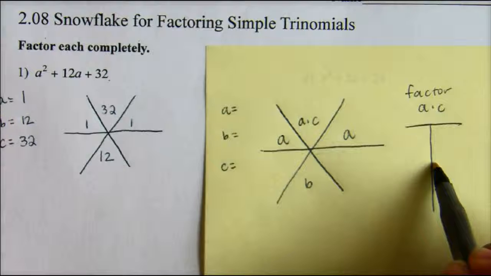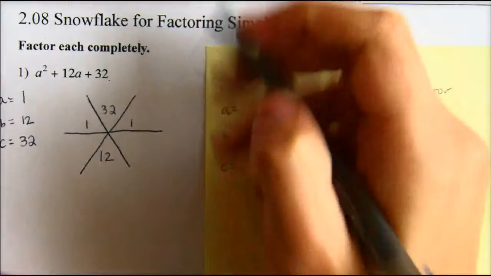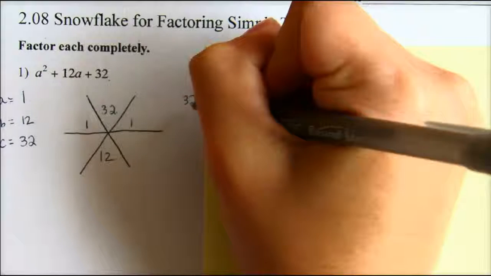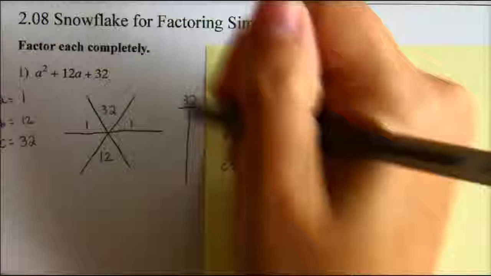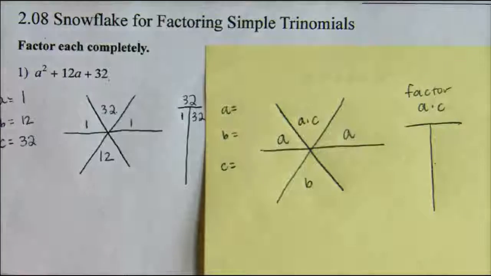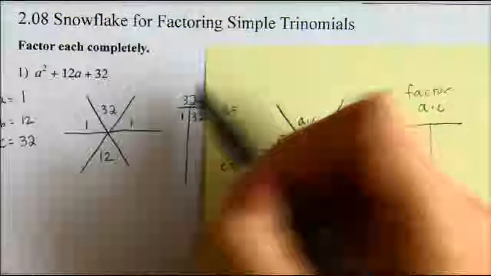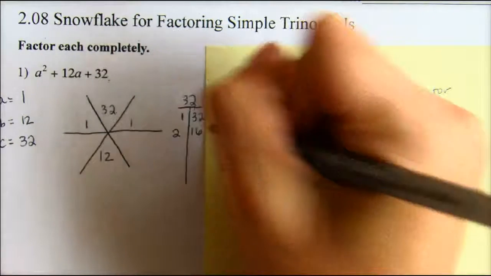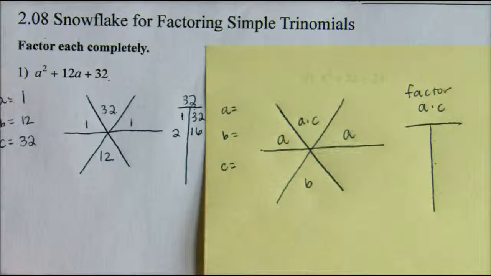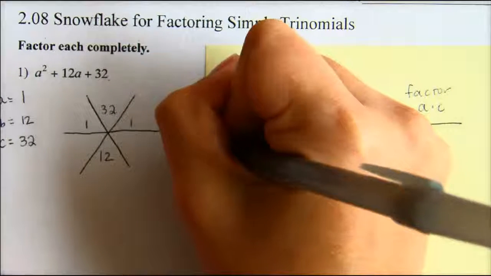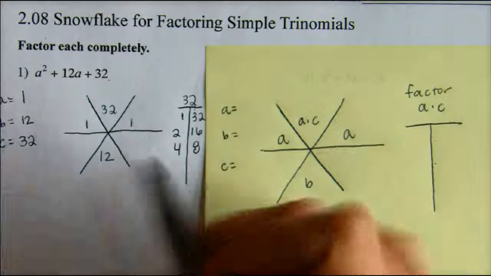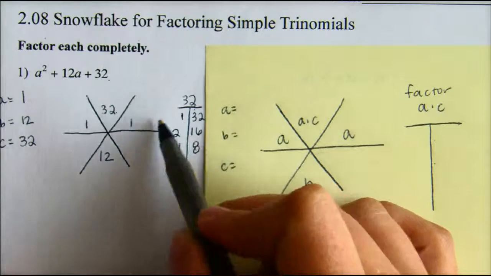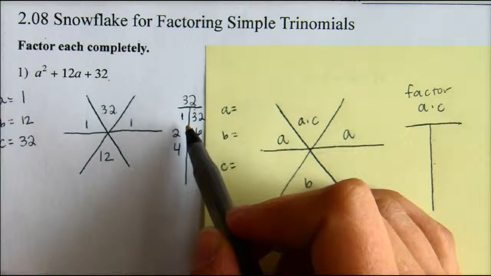Next I'm going to factor out A times C. So A times C I know is 32. I'm going to list all of my factors of 32. So I've got 1 and 32, 2 goes into 32 since it's an even number, so 2 times 16. 3 doesn't go into 32, 4 goes into 32 8 times. 5 doesn't go into 32, 6 doesn't go into 32, 7 doesn't go into 32, and then we're back at 8. So I've listed all of my potential factors of 32.